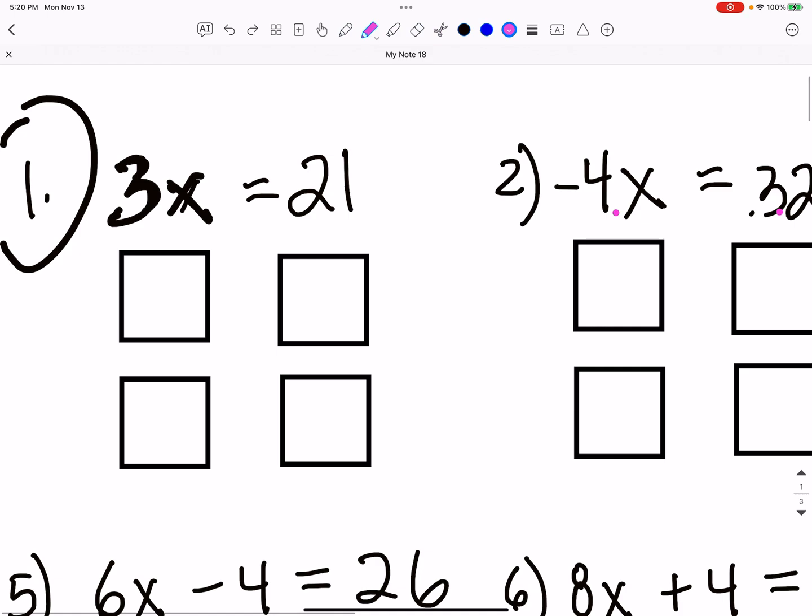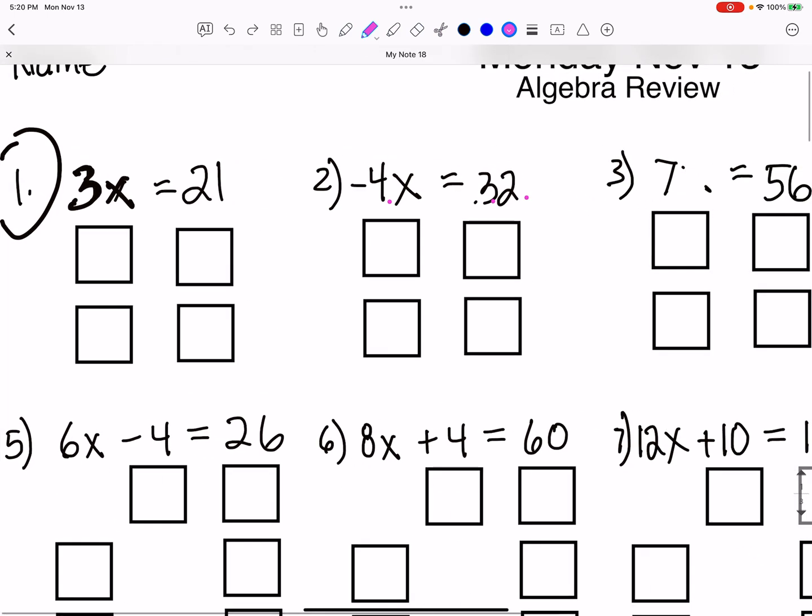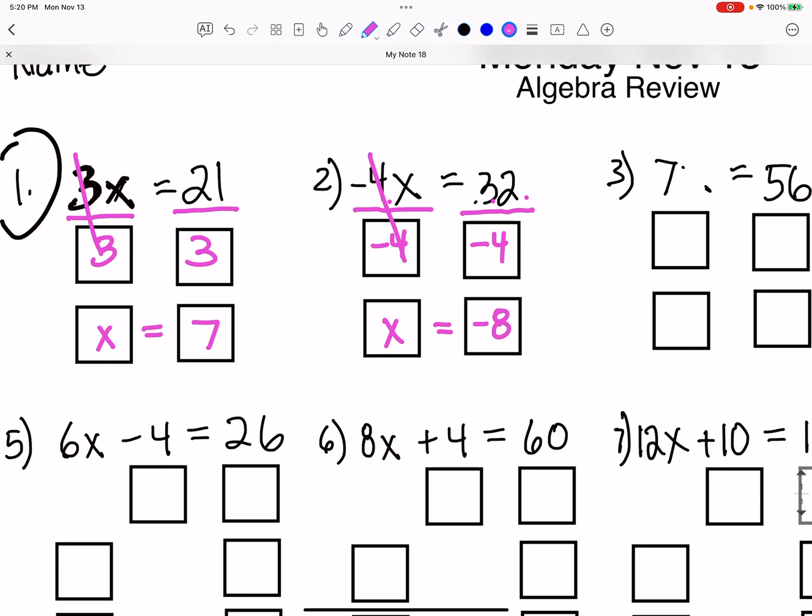Okay, the work has to be done in the boxes. So I'm gonna top versus bottom the 3. That cancels that out. X equals 7. All right, I'm gonna cancel out the -4. Top versus bottom the -4, so I'm dividing by -4 on both sides. That cancels it out. X equals -8.